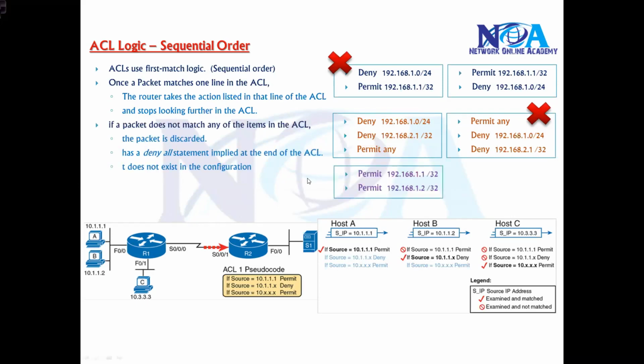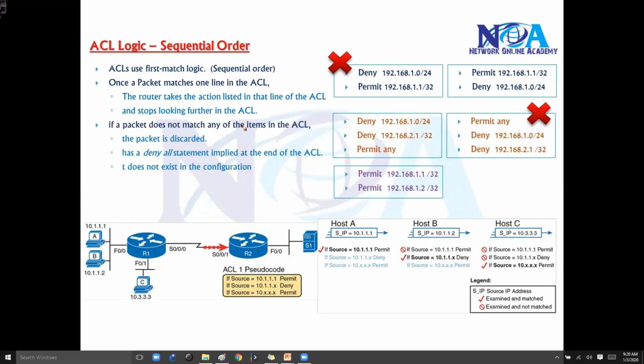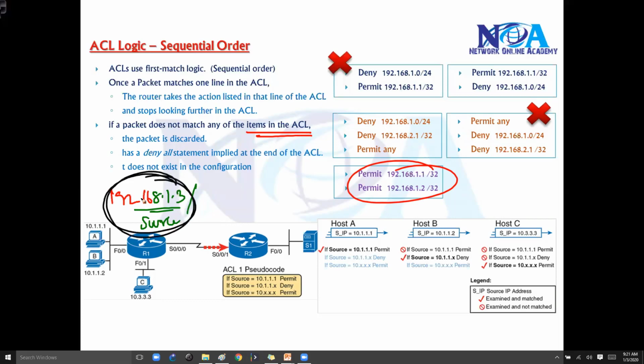Now one more thing we need to understand: if a packet does not match any of the items. If you take an example, this rule, 192.168.1.3 is the source address. Here I'm taking only the source, but the same rule applies if I'm using an extended ACL. It has to match the destination, it has to match the port number, it has to match the protocol. But let's take the simple way.